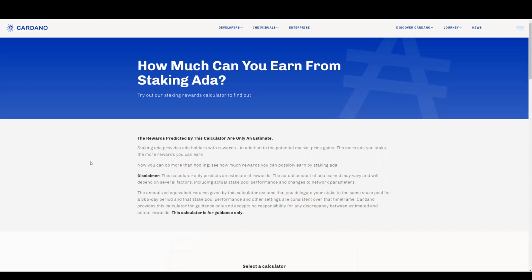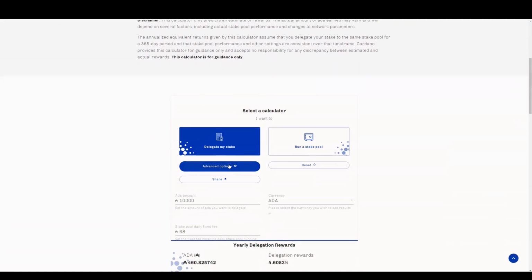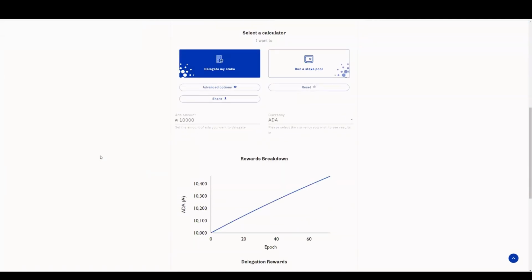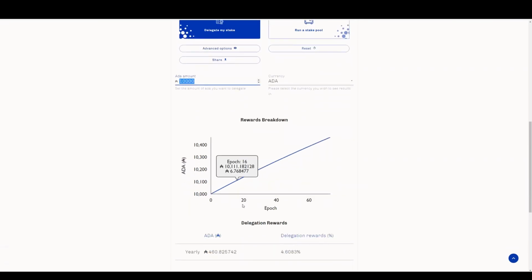First off, if you just want to get an idea of what your staking rewards will be, you can head over to the official cardano.org/calculator, and they have their own staking calculator. In this calculator, all you need to do is put in how much ADA you want to delegate, and it will give you a breakdown through 1 year of how much ADA you will receive based on a specific reward percentage that it gives you.